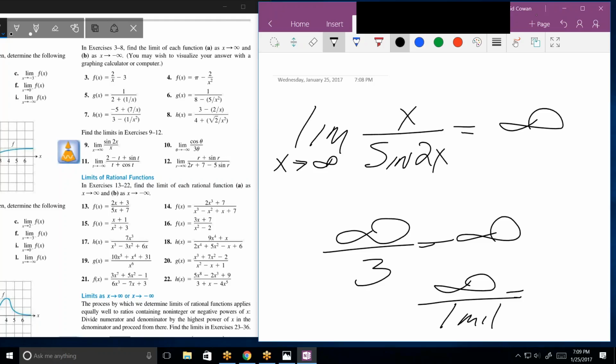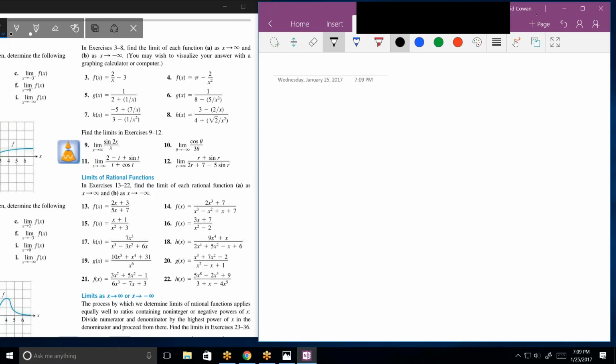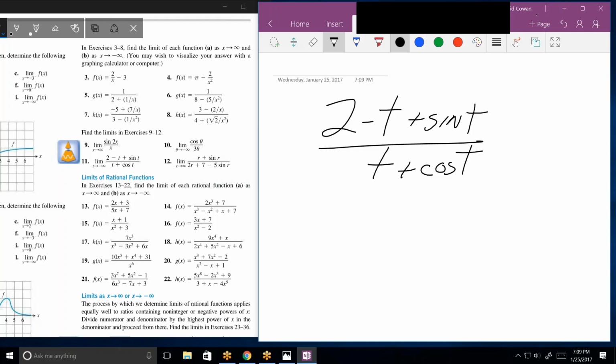Okay. Let's look at 11. So the limit equals, t is going to negative infinity. So the top is going to positive infinity, right?